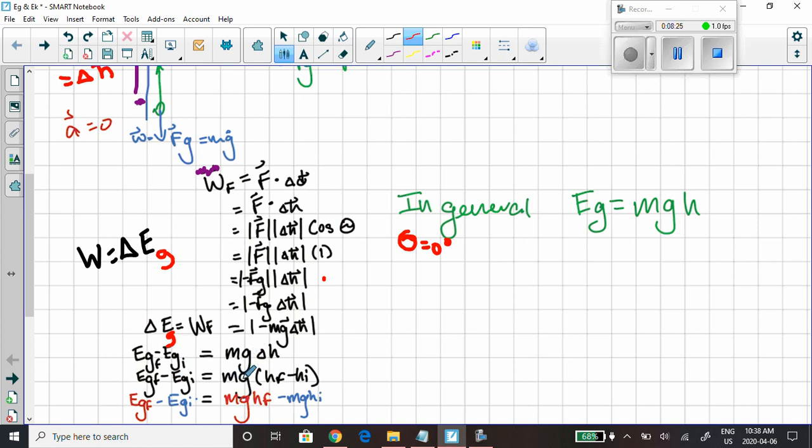But what does delta mean? Well, we've used delta many times. Delta h means height final minus height initial. And then I'm going to do some distributive multiplication. I'm going to bring the mg onto the height final, and I get mg height final. I'm going to bring the mg and multiply it into the negative height initial, and I get negative mg height initial.